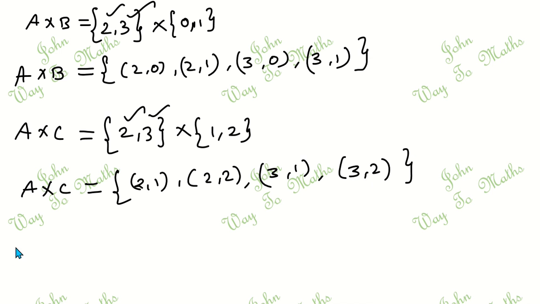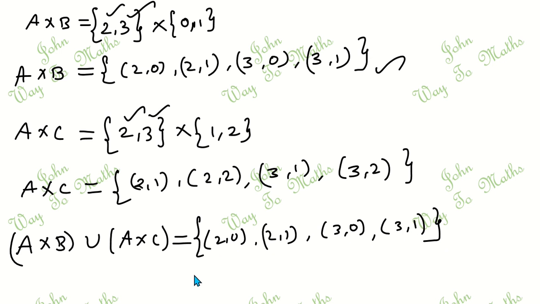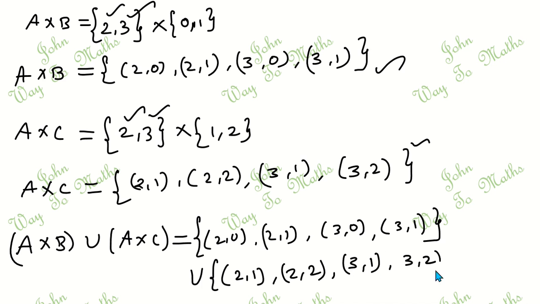So I'm going to find RHS. So (A cross B) union (A cross C), which is equal to, so A cross B becomes, so I'm going to substitute this: 2 comma 0, 2 comma 1, 3 comma 0, 3 comma 1, then union of, then I'm going to write A cross C here: 2 comma 1, this set, then 2 comma 2, then 3 comma 1, then 3 comma 2.